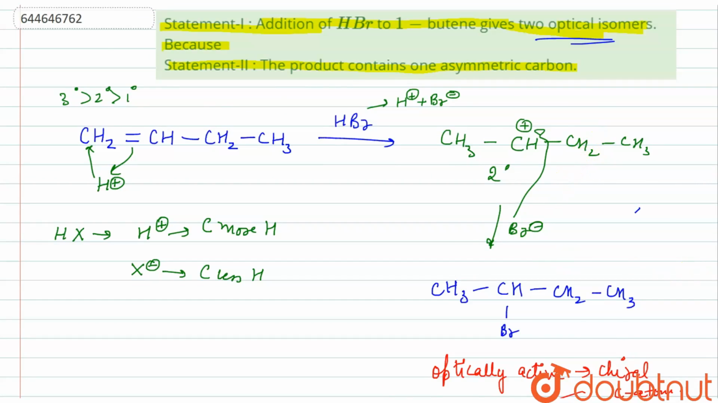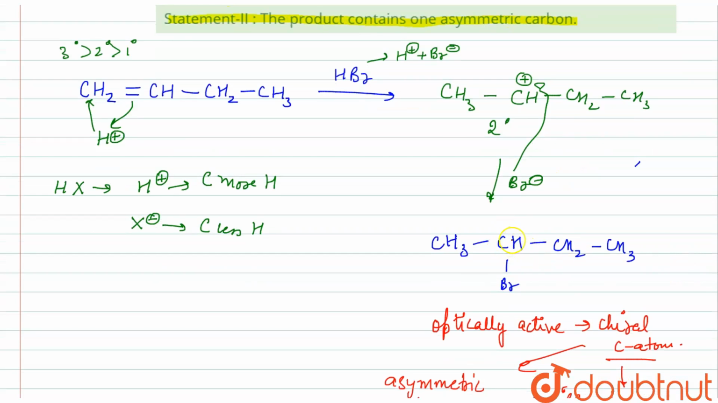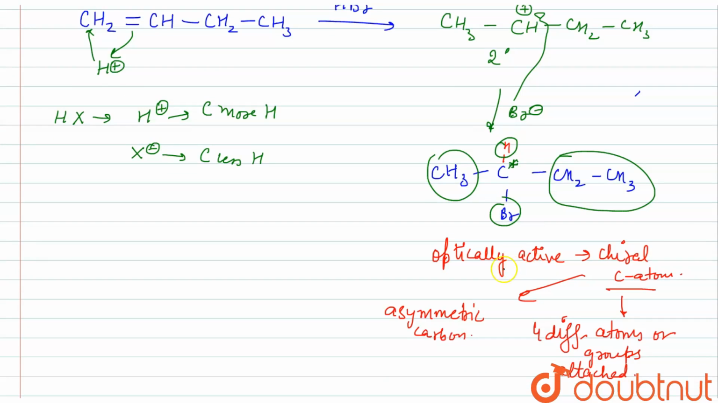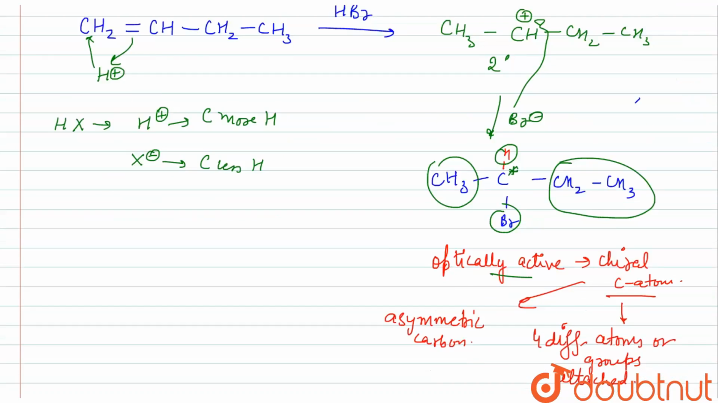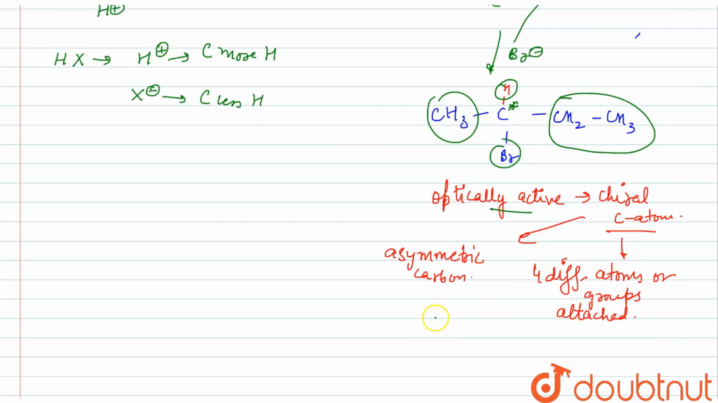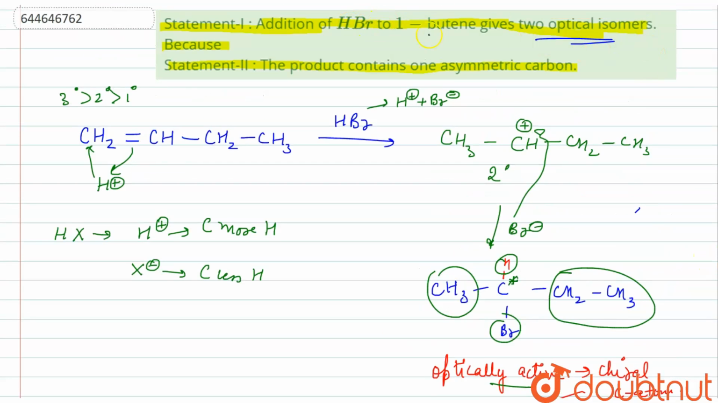If we see the product here, and I draw this hydrogen here, this carbon has 4 different groups and atoms attached, right? So this is a chiral carbon, or you can say it is optically active. So it will show 2 isomers, and these are enantiomers, which are non-superimposable mirror images, right? So this statement is correct.